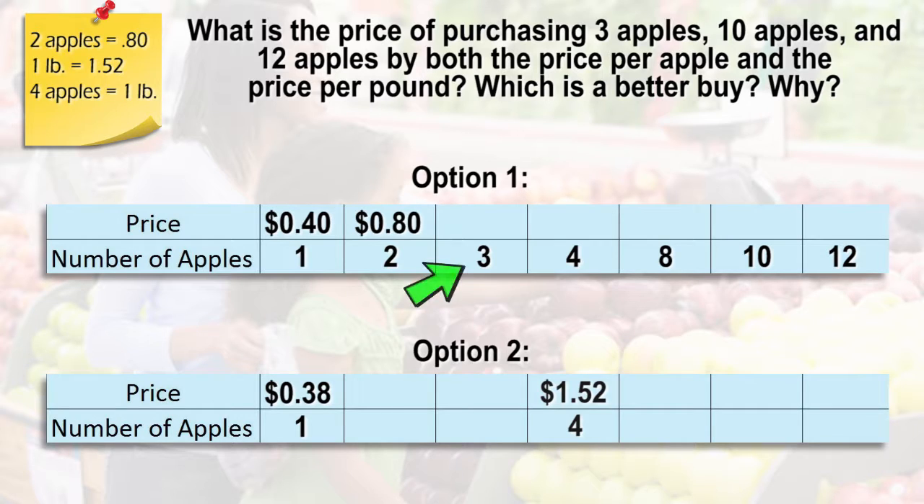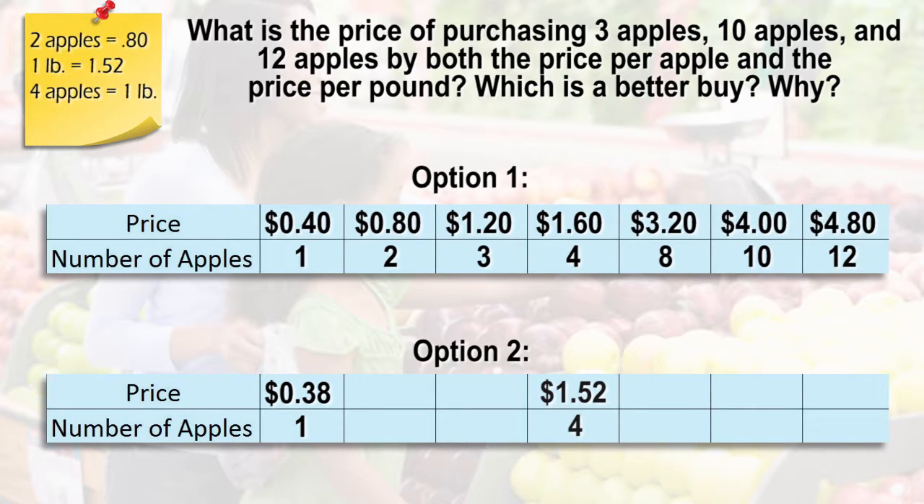The cost for 3 apples would be 40 cents times 3 apples is 120 cents, or $1.20. The cost for 4 apples would be 40 cents times 4 apples is 160 cents, or $1.60. Continue multiplying for the cost of 8, 10, and 12 apples.